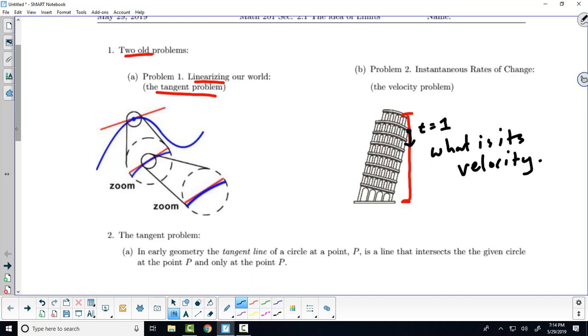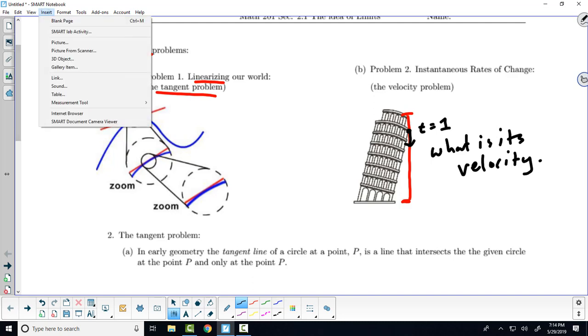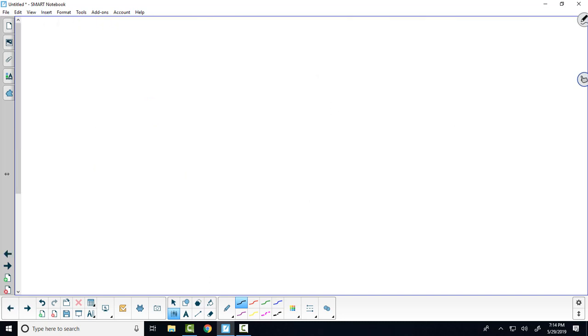So these are two completely separate questions. Now let's talk about this. I want to talk a little bit about the instantaneous velocity problem for just a second. Okay. So let's say we want to drive from here to Santa Fe.